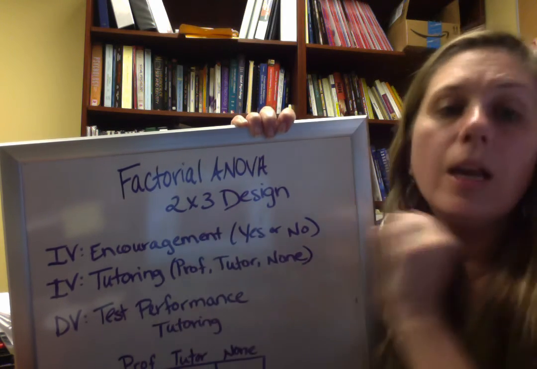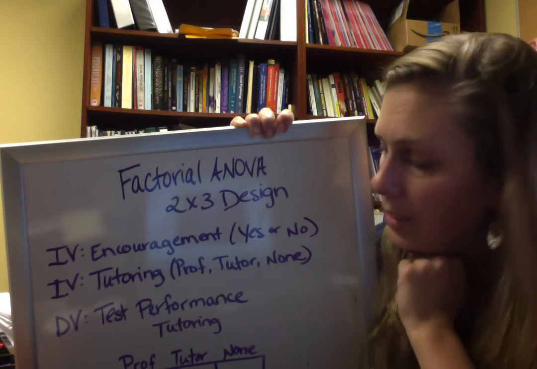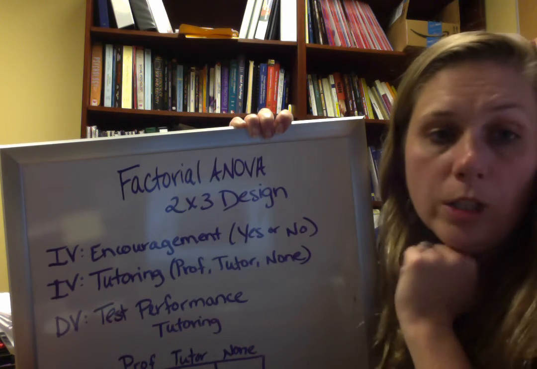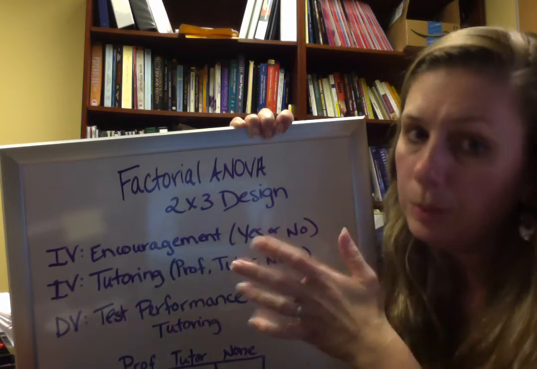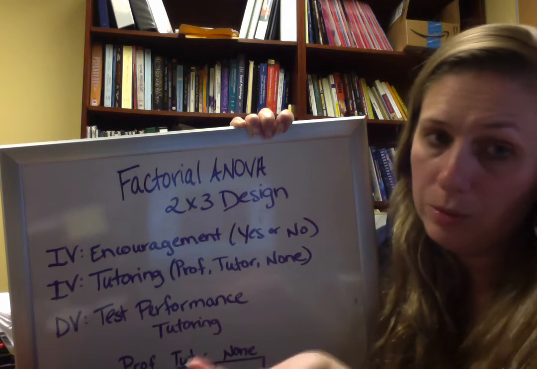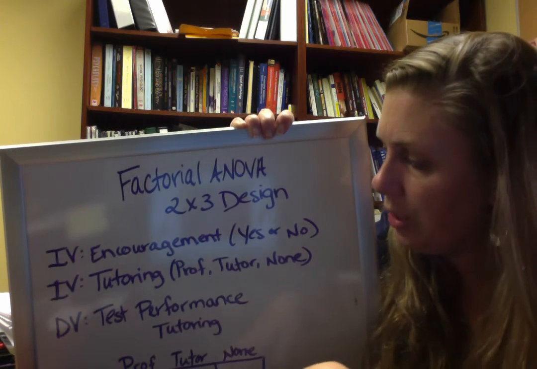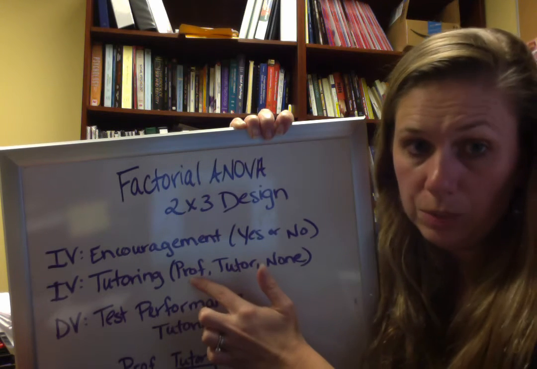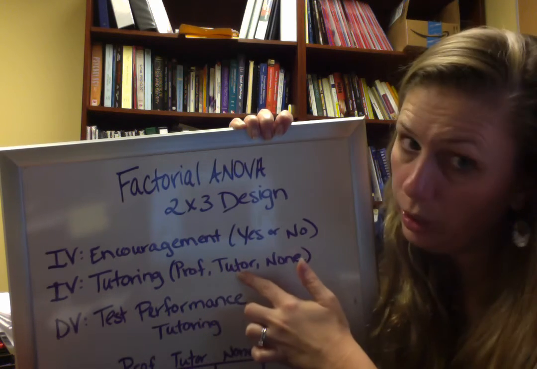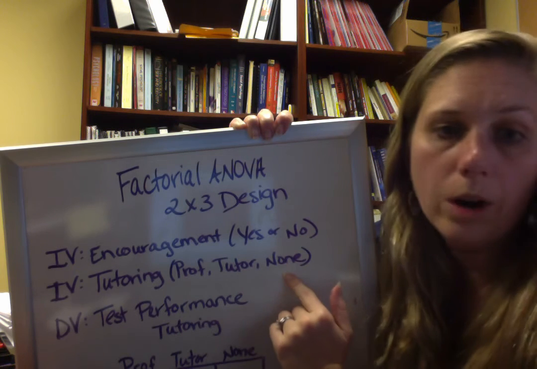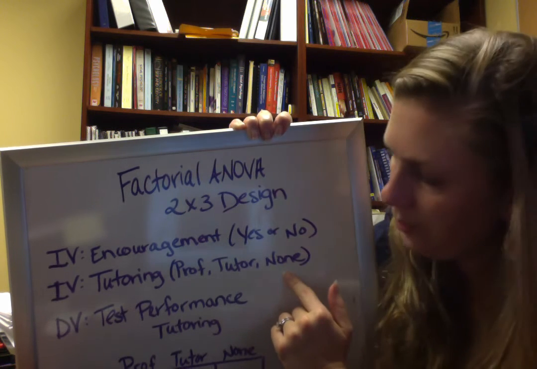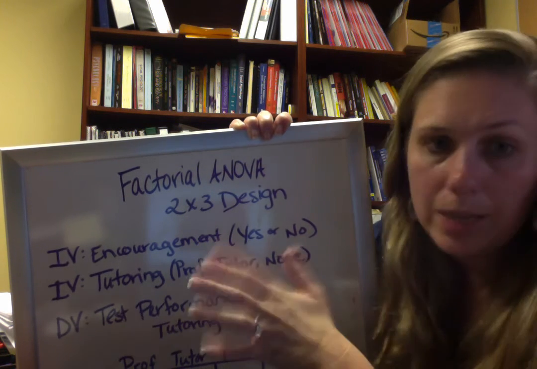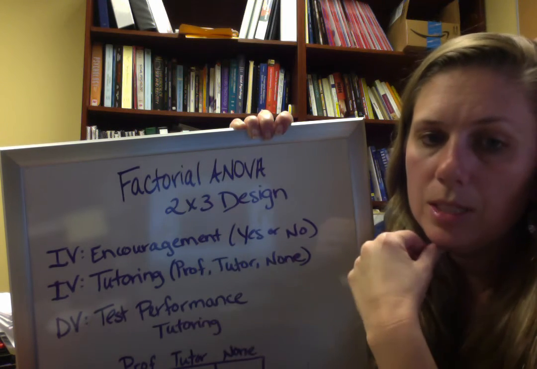Tutoring is going to be my variable with 3 levels. I couldn't just do yes or no here, so I made it a little bit more complicated because I needed 3 levels. So I decided to say your professor could be tutoring you, the tutor could be tutoring you, or no tutoring. Okay. All right, so that's the basis for the design, this 2x3 design.